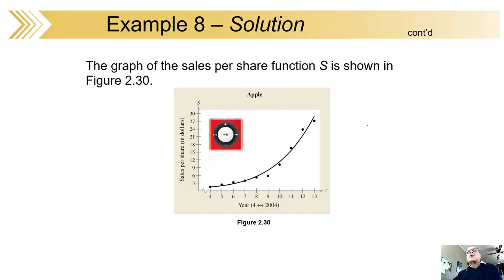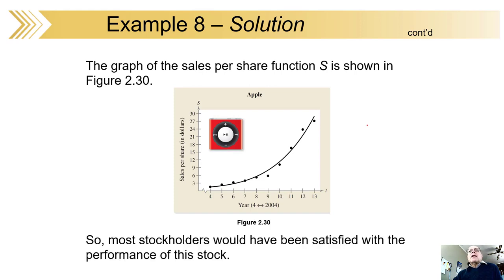There's a graph of those sales. That's the original function. You can see that the stock is increasing in value faster and faster. That's even better.